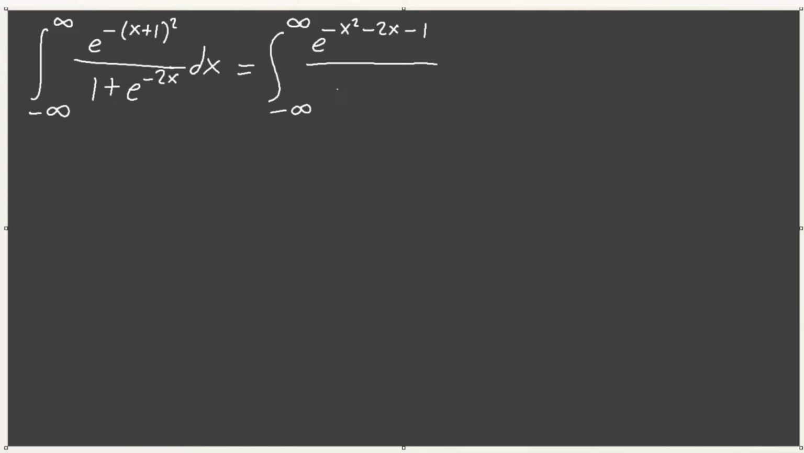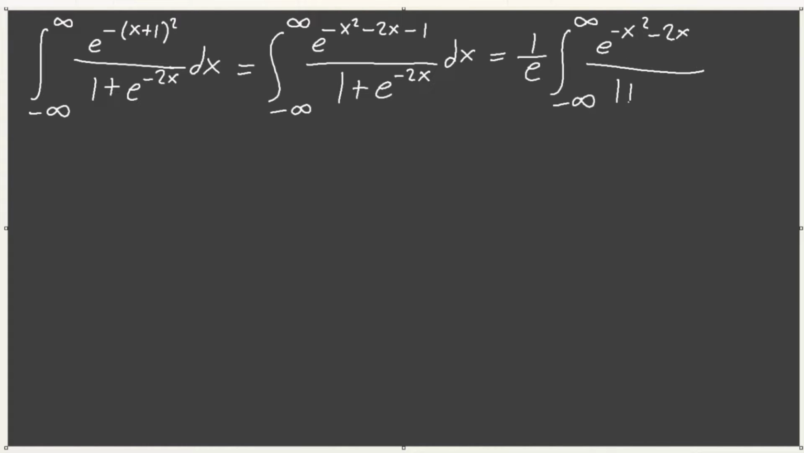Okay. And then we have 1 plus e to the negative x dx. What do we do here? So, I mean, this is 1 over e to the negative x squared minus 2x, over 1 plus e to the negative 2x, dx.